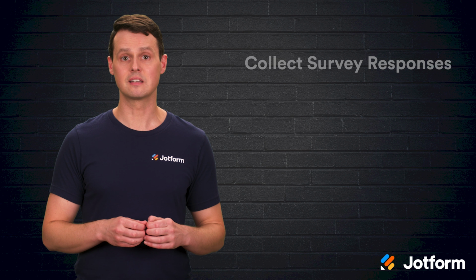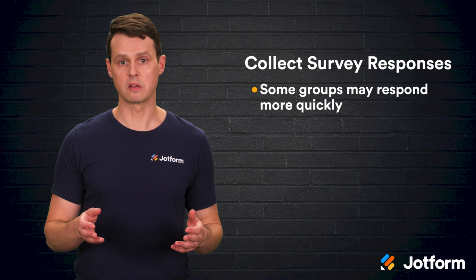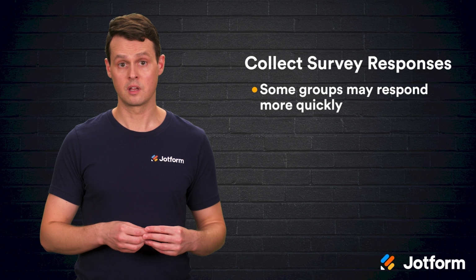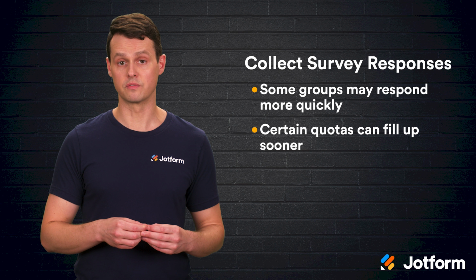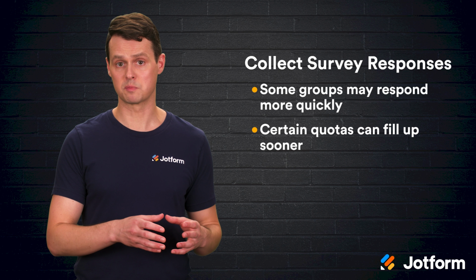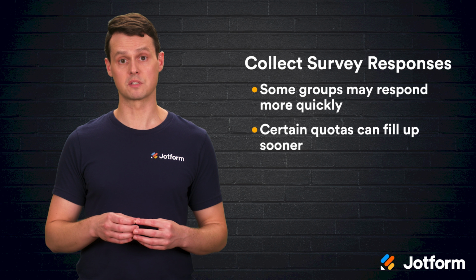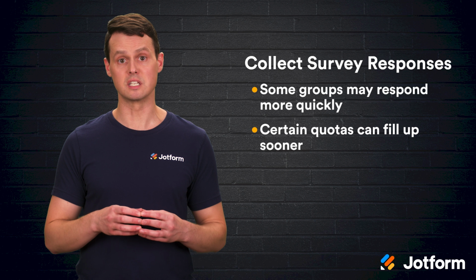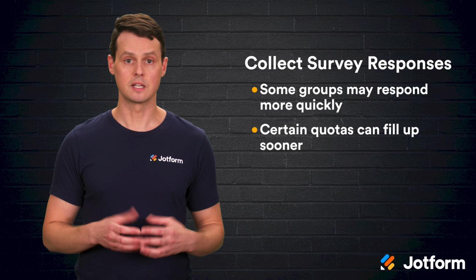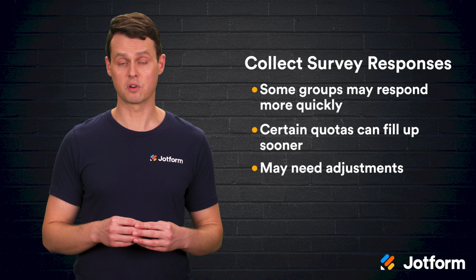Once the quotas are established, researchers begin collecting survey responses. Some audience groups may respond more quickly than others, which means certain quotas can fill up sooner. Researchers may need to stop collecting responses from those groups while continuing to recruit participants for categories that still need more responses. In some cases, quotas may need adjustments if certain groups are difficult to recruit.